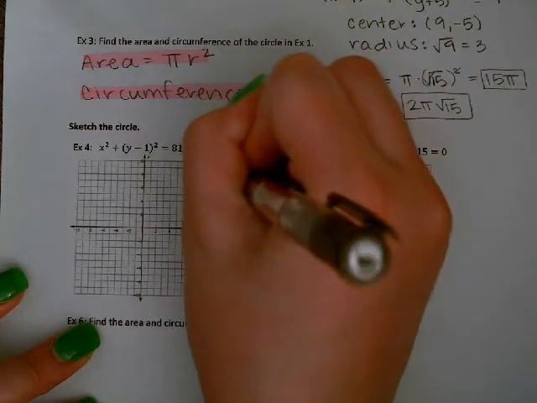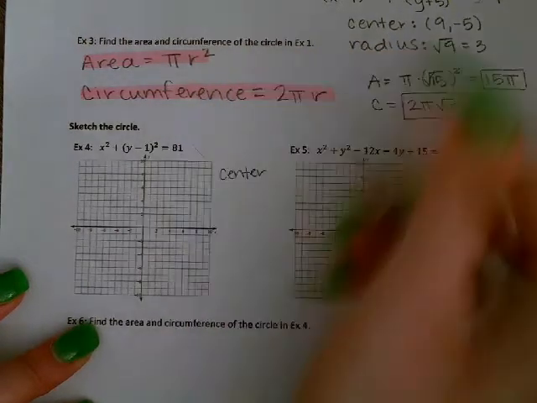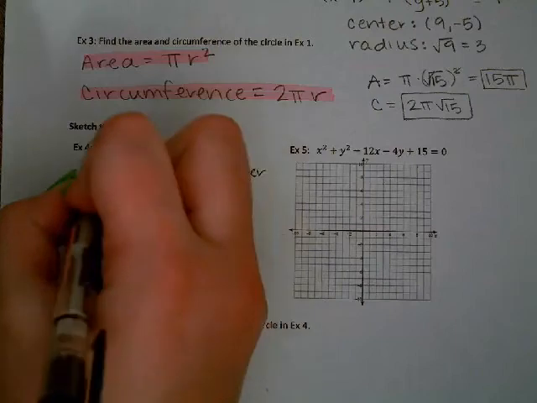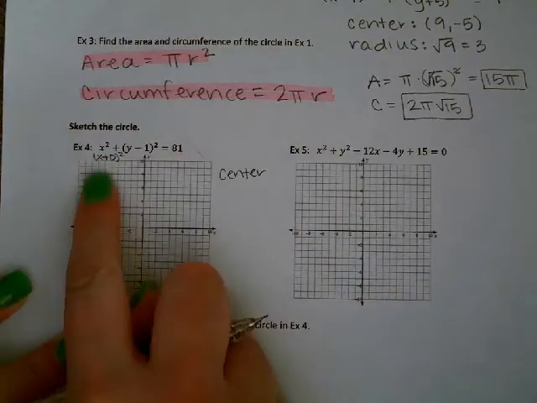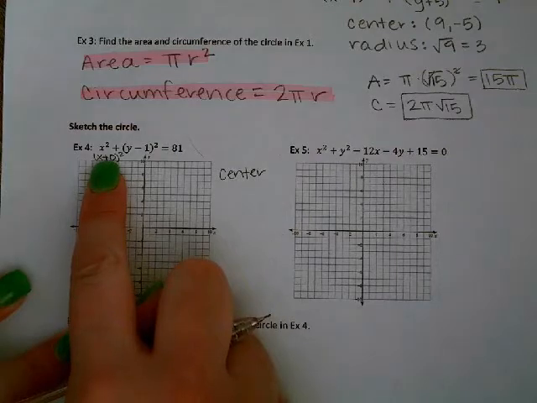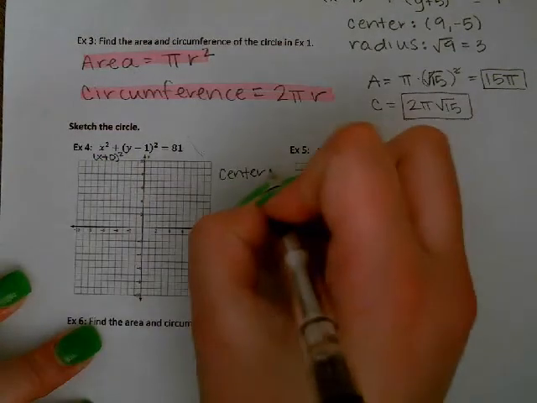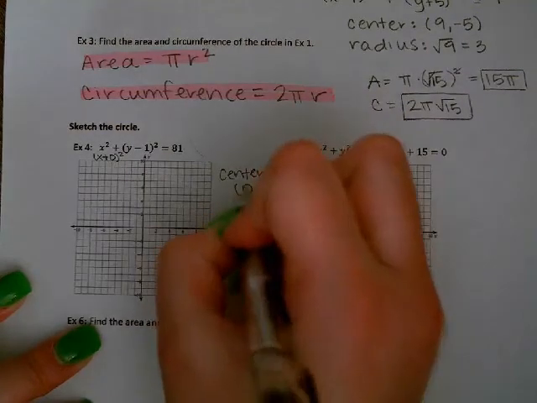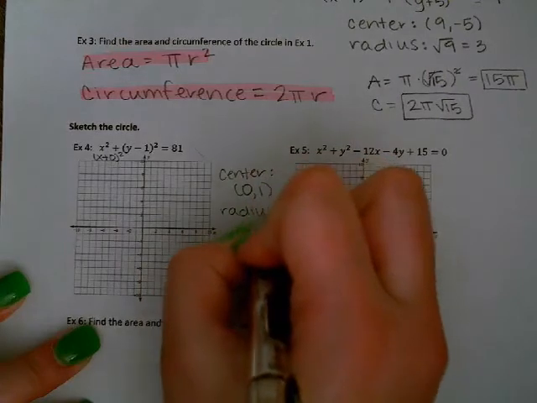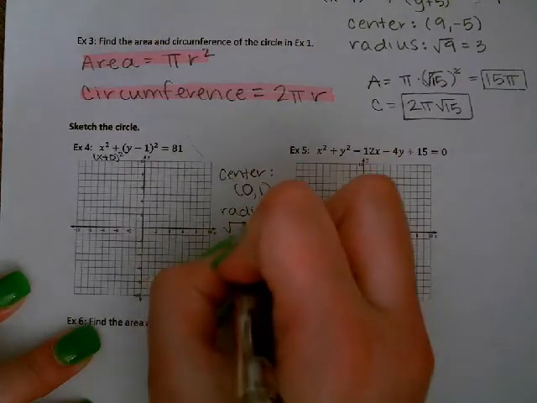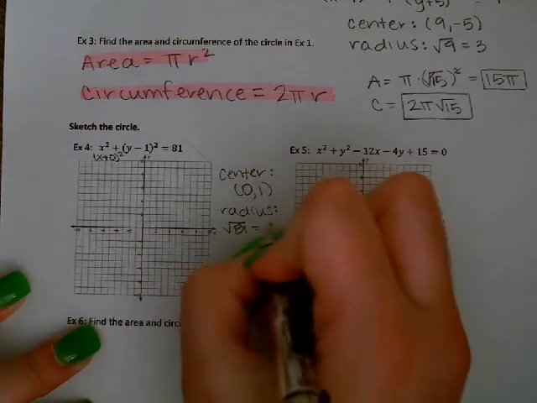So the center here, since it just says x squared, that would be kind of like having an x plus 0 squared or an x minus 0 squared. So that means that the center for this example is 0, positive 1. And the radius is the square root of 81, which is 9.